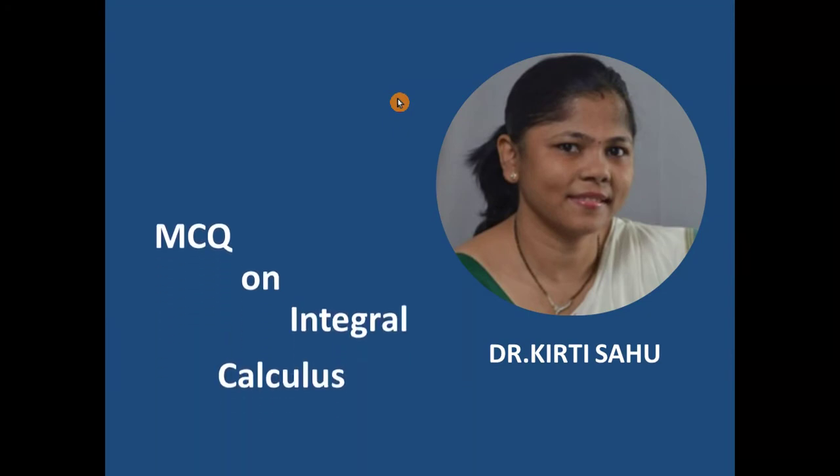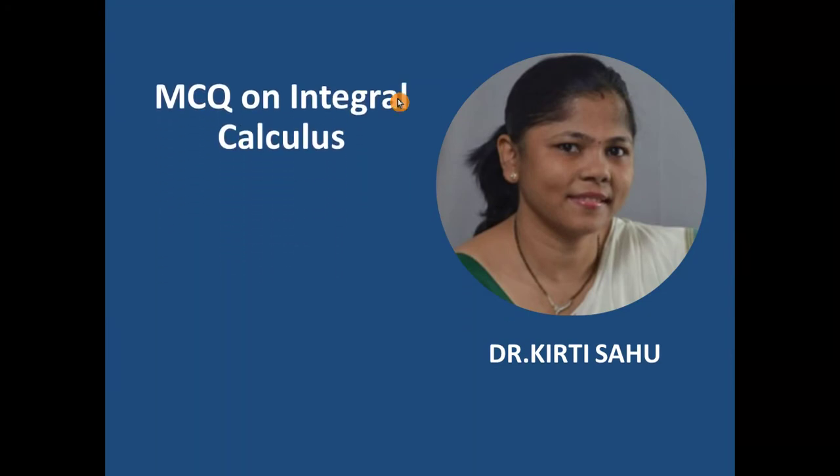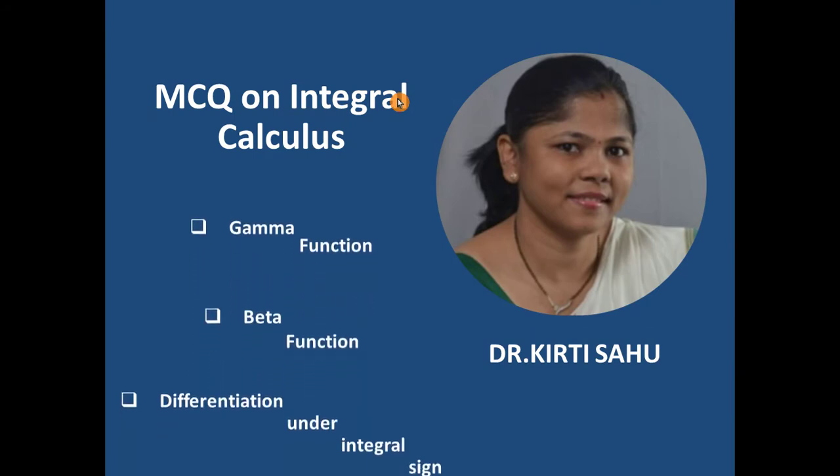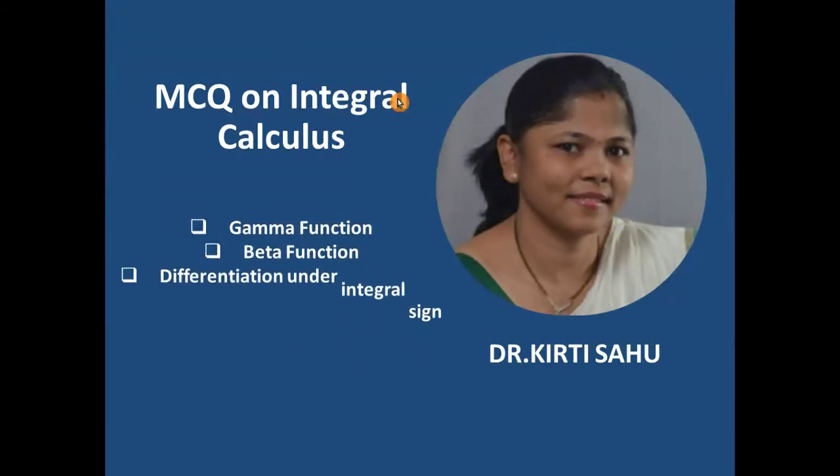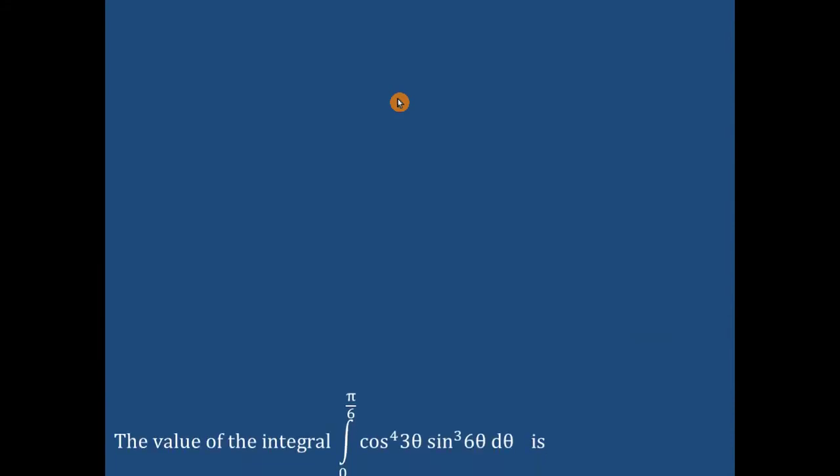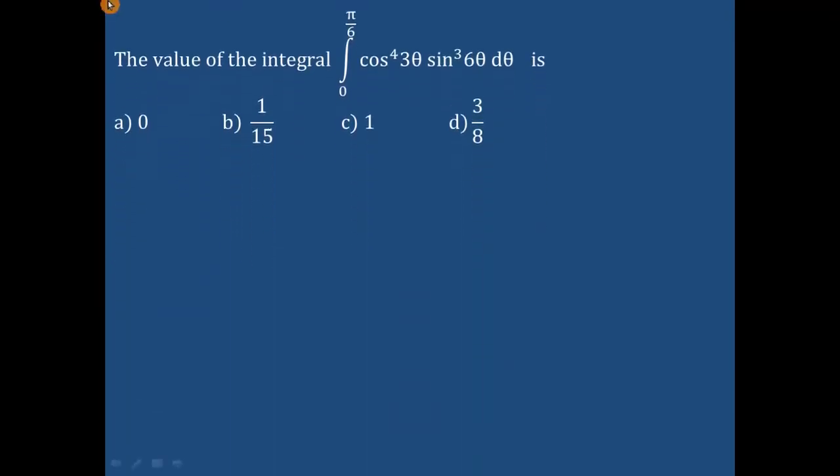So here in this video lecture, we shall discuss the MCQs on various topics such as gamma function, beta function and differentiation under integral sign. So let's see the possible questions to be set on these different topics. So the first question is, the value of integral 0 to pi by 6 of cos to the power 4 3 theta sine cube 6 theta integration with respect to theta is.